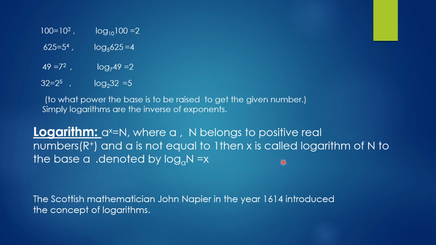Then x, the exponent, is called logarithm of n to the base a, and is denoted by logarithm of n to the base a is equal to x. So this x is called logarithm of this number n to the base a. It means that when a is raised to the power x, you will get n. Are you clear about that? So logarithm of n to the base a is equal to x.